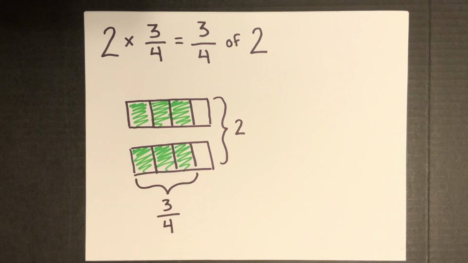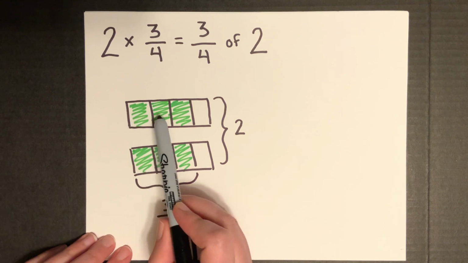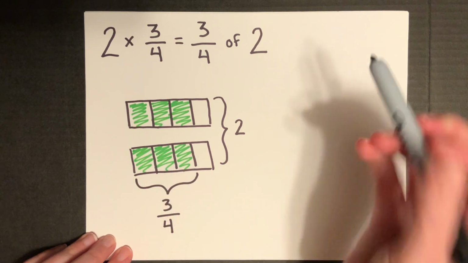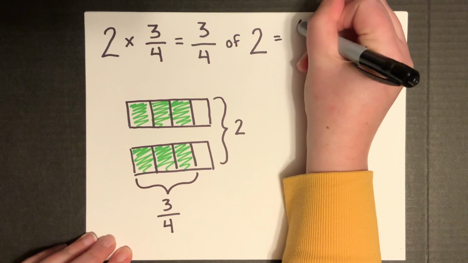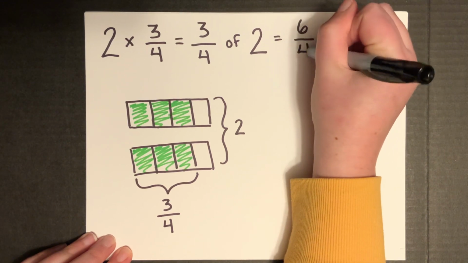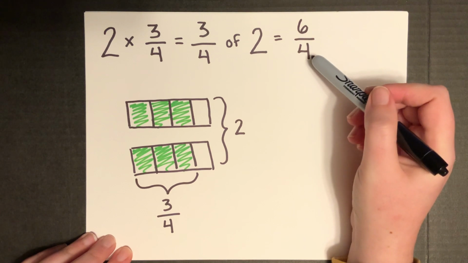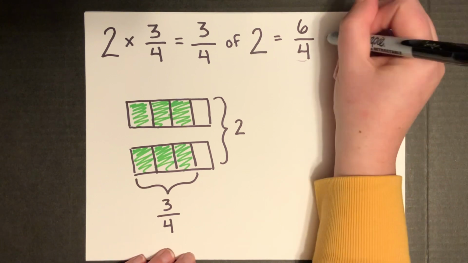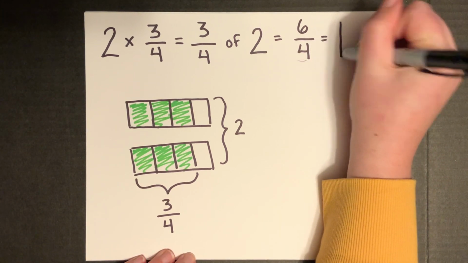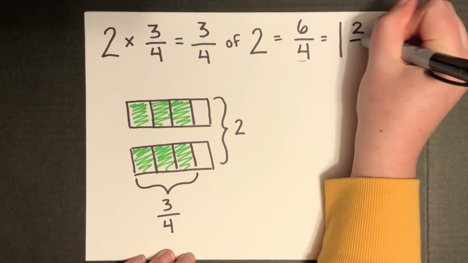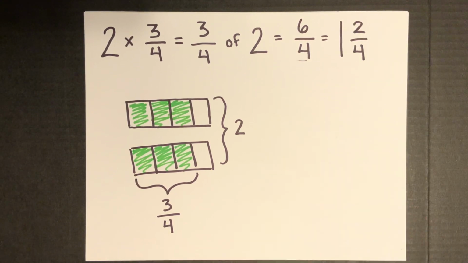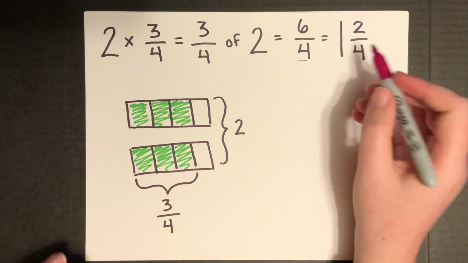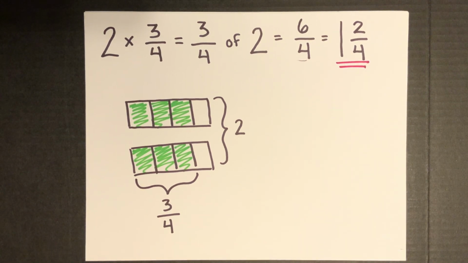To find my answer, I add up my fourths. So I have 1, 2, 3, 4, 5, 6. So this is equal to 6/4. Now, this is an improper fraction. So we see how many groups of 4 fit into 6. Well, that's 1. And then I have 2/4 remaining. And we could simplify that. We could write that as 1 1/2, but this is fine for our answer: 1 2/4.